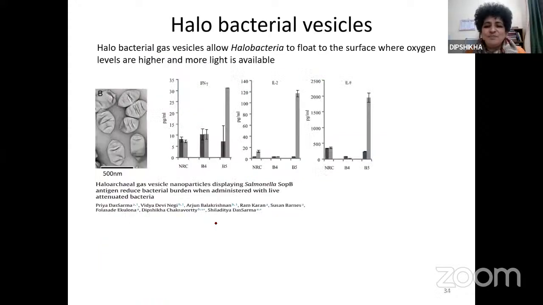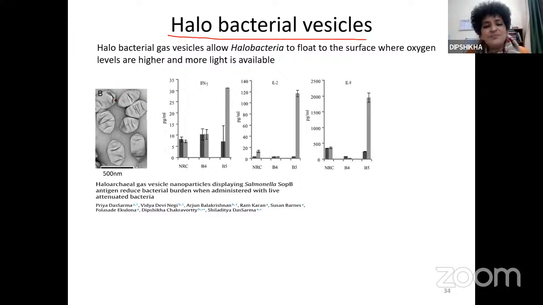Now, I will also spend a bit of time, because many of you here are pharmacists and you will appreciate how nanovesicles play such an important role in delivering anything of interest. And also, I would like to introduce you to a wonderful organism, halobacteria. It's actually like an archaea, which makes gas vesicles, and these gas vesicles are like nanoparticles. You can coat the protein of your interest.